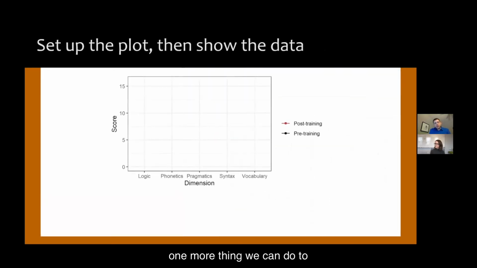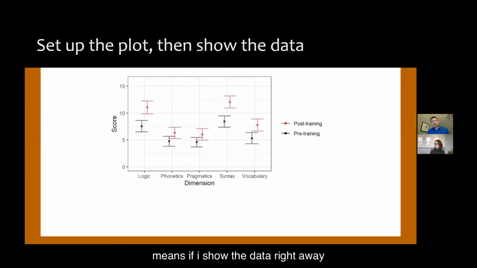One more thing we can do to be a little bit more intentional about our design is to think about setting up the plot, then showing the data, right? So I can talk about what these axes mean and what it means to test for logic, phonetics, pragmatics, these categories, and what the score means. If I show the data right away, people will start to think about those data and maybe aren't really listening to what I'm trying to say. So it could be a way of just pacing the audience to make sure they get the information you need.